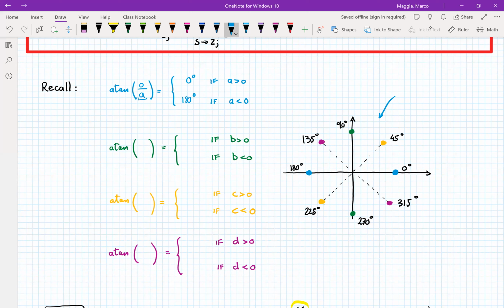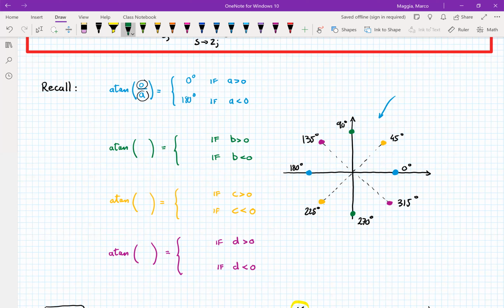So if the denominator is positive, then you're going to have 0 degrees. If the denominator instead is negative, then you're going to have 180, because you should think about the arctangent, or the argument of the arctangent, as sort of the imaginary part over the real part. So if A is negative, the real part is negative, so we are on the negative real axis. So the phase angle associated with such a number has to be 180 degrees.